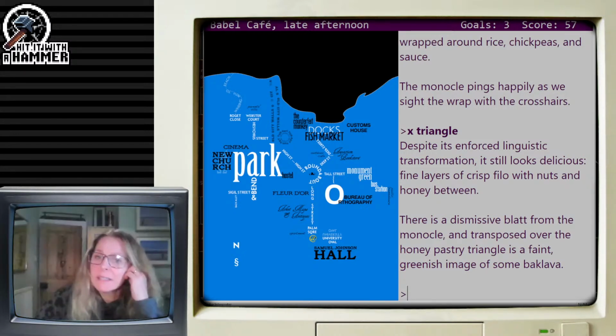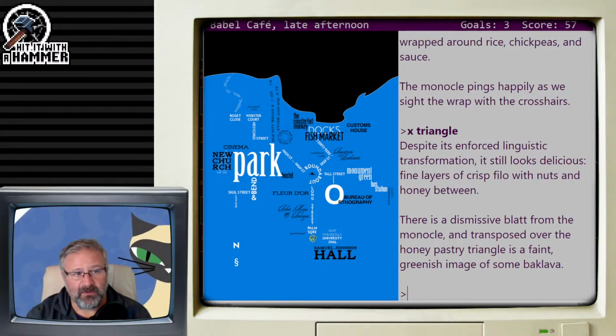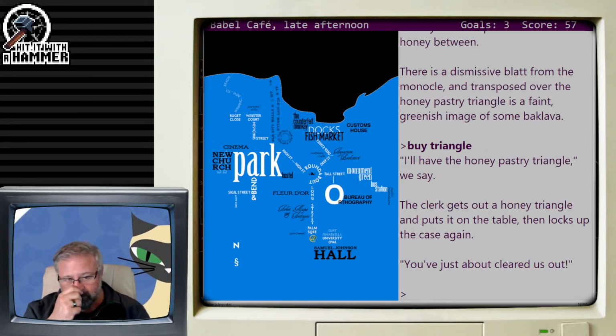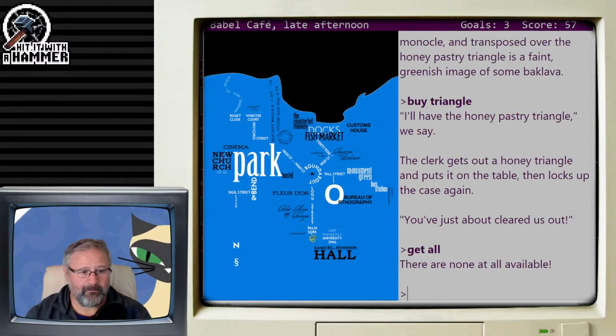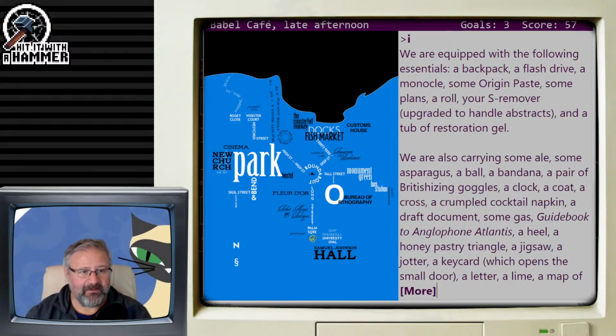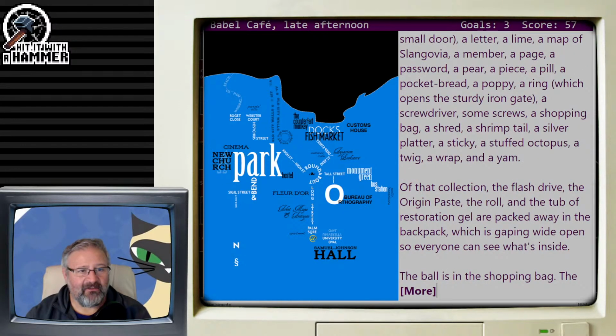And the wrap. Get it all anyway, if you can. Yeah, and the wrap is wrapped around rice, chickpeas, and sauce. And it is a wrap. But yeah, we can maybe manipulate it. But yeah, by triangle. I'll have the honey pastry triangle, we say. The clerk gets out a honey triangle and puts it on the table, then locks up the case again. You've just about cleared us out. Okay. We have a lot of stuff.